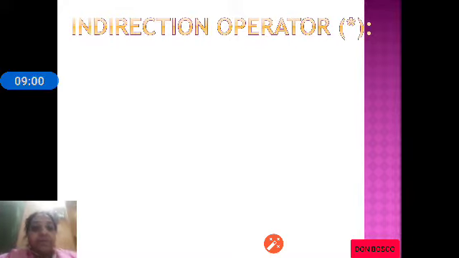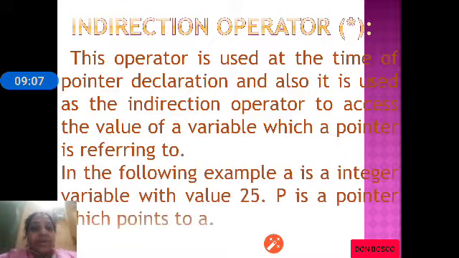Now let us have a look at the indirection operator, that is star or asterisk. This operator is also called the indirection operator. So what is the job of this operator? First, in the first place, this operator is used to declare a pointer, and also it is called the indirection operator, which means we can access the value of a variable through a pointer.